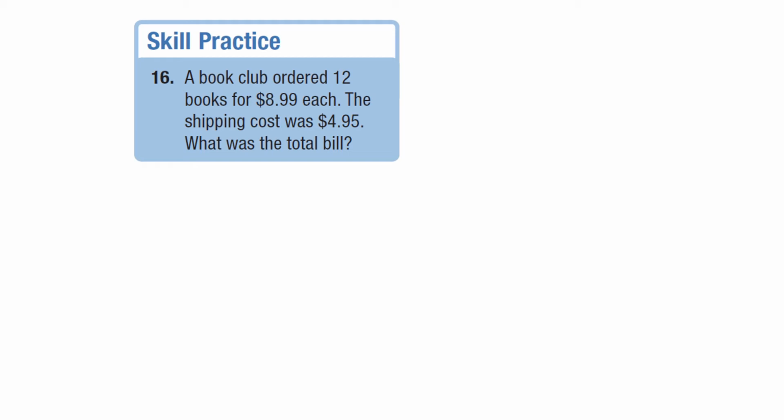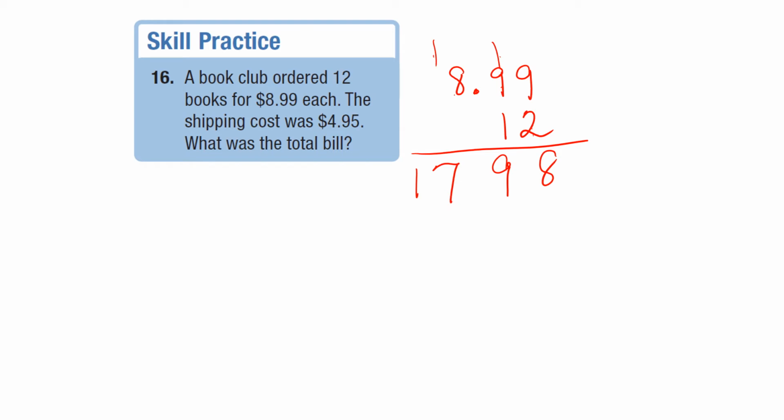Number 16, a bookstore ordered 12 books for $8.99 each. The shipping was $4.95. What is the total bill? So I'm going to multiply $8.99 is the price times 12 books to start. 2 times 9 here is 18. 2 times 9 is 18 and 1 is 19. 2 times 8 is 16 and 1 is 17. Multiplying by the 1, 1 times 9 is 9, 1 times 8 is 8. I add my partial products together.